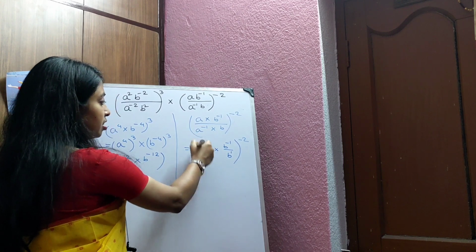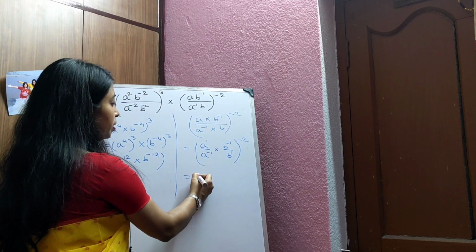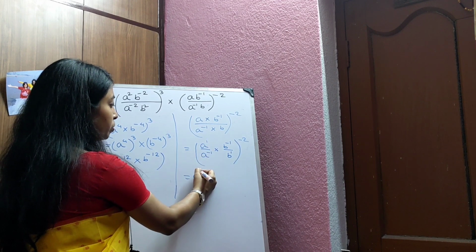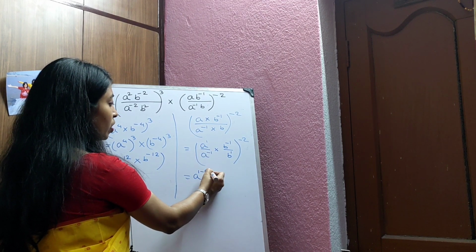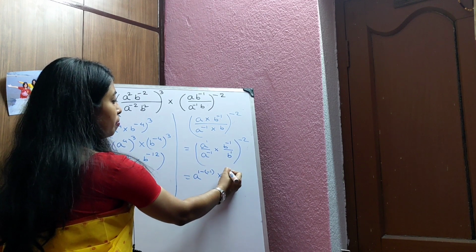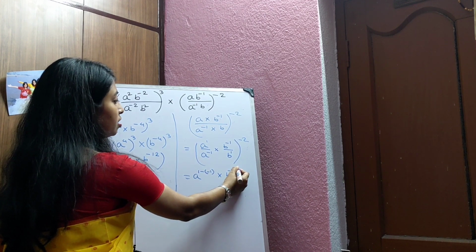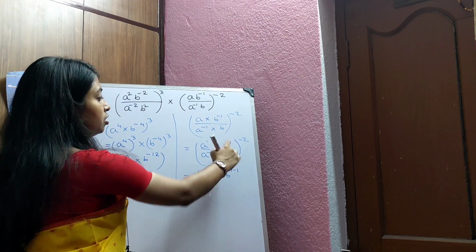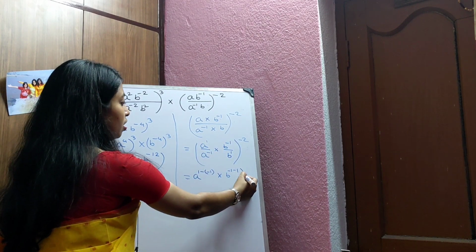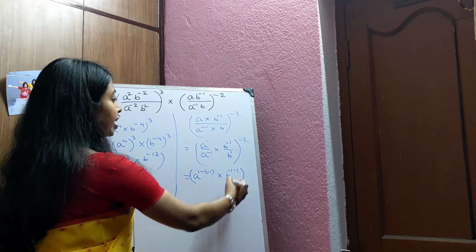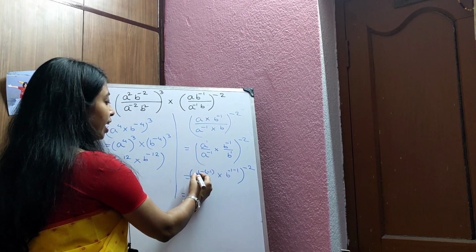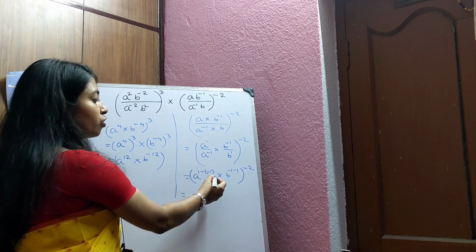Now, here is the division sign, so the powers will be subtracted from the numerator to the denominator. The numerator is 1 minus of minus 1 multiplied by b, minus 1 minus 1. Minus 1 is the numerator, then minus for the subtraction, and then the denominator, that is 1. We give the bracket and raise the power to minus 2, equal to a to the power 1 minus of minus 1.